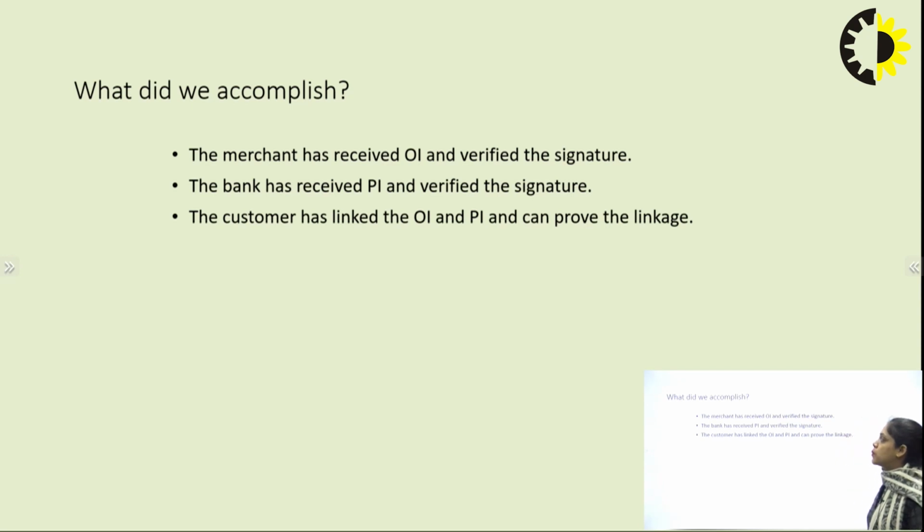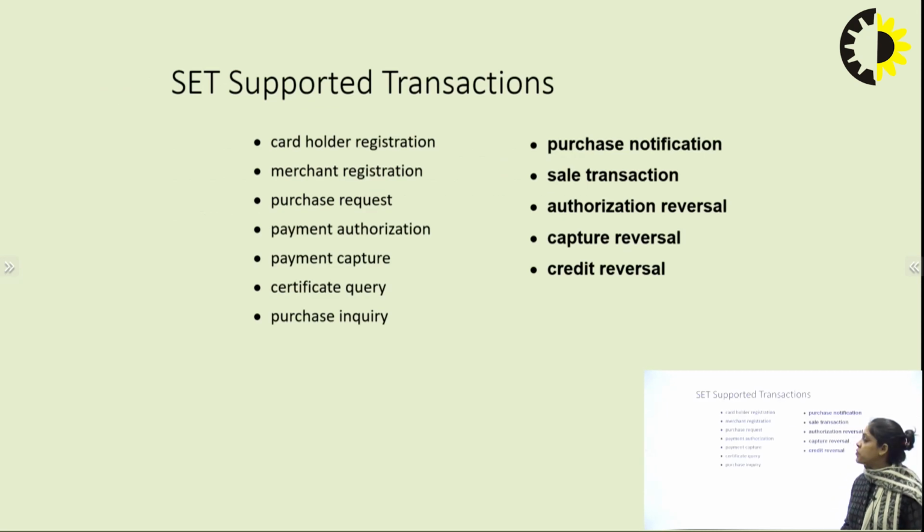So what did we accomplish? The merchant has received the OI and verified the signature. The bank has received the PI and verified the signature, and the customer has linked the OI and PI and can prove the linkage. These are some of the SET supported transactions: credit card holder registration, merchant registration, purchase request, payment authorization, payment capture, certificate query, purchase inquiry.